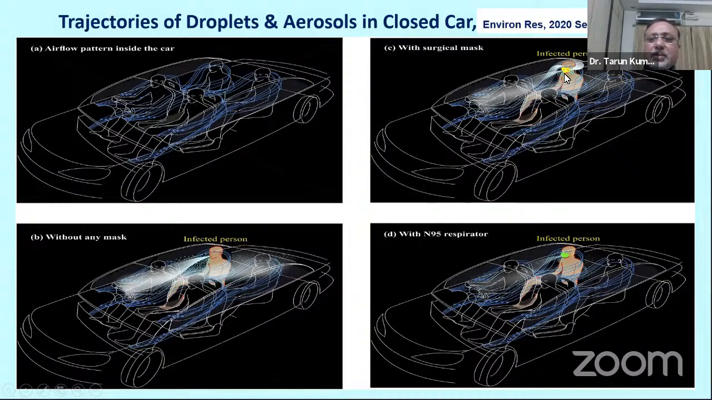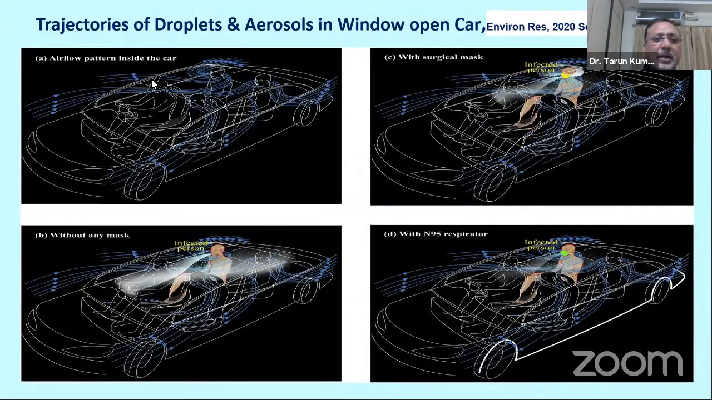Whereas if the person wears a surgical mask versus an N95 mask, the prevention will be better with N95 masks. But because the car is closed, there is still some more risk of transmitting the virus to the other passengers. But if the car window is open, as you can see, the expired air goes out of the window because of ventilation. So even if there is an infected person, there is less chance of infecting the others. And if the infected person wears a surgical mask, or better an N95 respirator, the risk of infecting the other persons becomes very, very minimal.